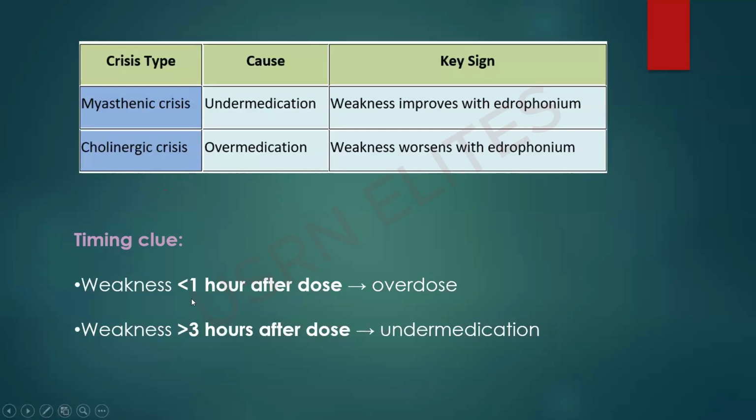And this is the timing. Most of the time the weakness will occur in less than 1 hour after the dose. That is for overdose. So the first one is the cholinergic crisis, and this one is myasthenic crisis. The weakness happens after 3 hours. 3 hours after the dose, you'll see weakness.